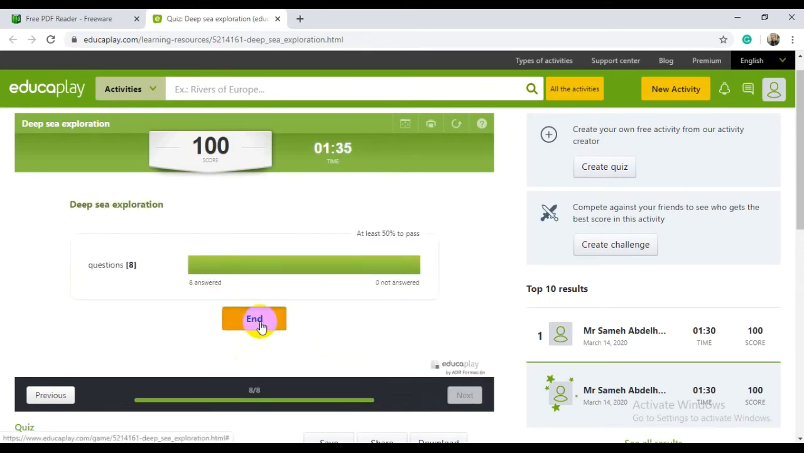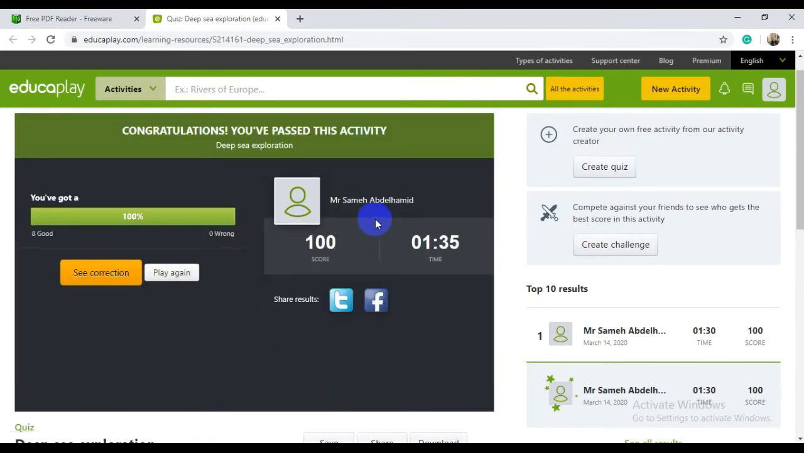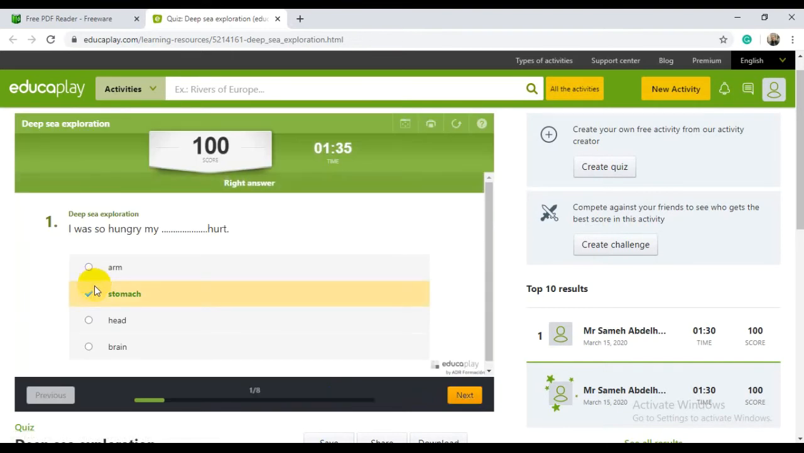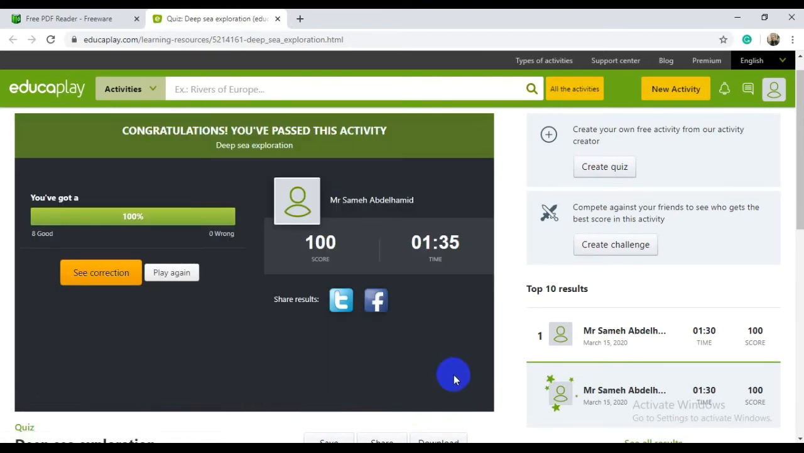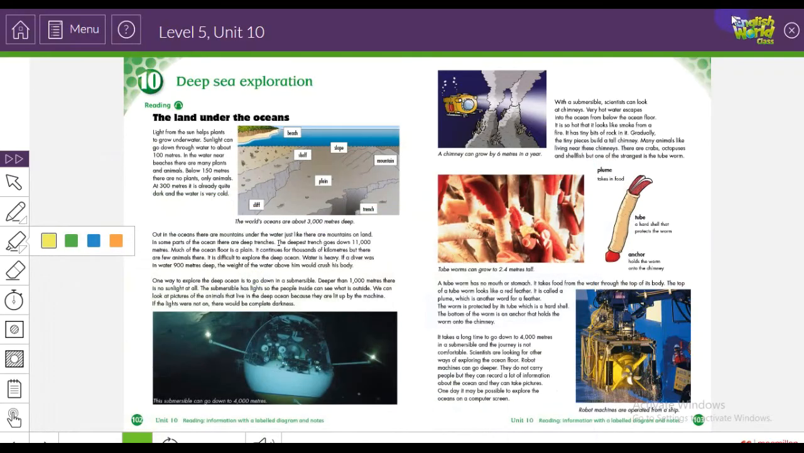Lovely. Let's check our answer till we be sure that our answer is right. Our score is 100. So if you have doubt about your answer, you're going to check your answer again. Amazing. Brilliant. Okay. Now let's go to the reading text.